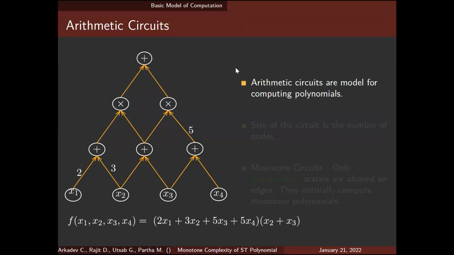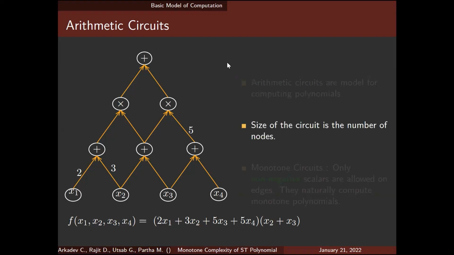An arithmetic circuit is a model for computing polynomials. There are variables labeled at the bottom layer, and these are composed by addition and multiplication gates. Finally, a polynomial is computed at the top layer. Here is an example of arithmetic circuit which is computing this polynomial. The size of the circuit is the number of gates appearing in it.